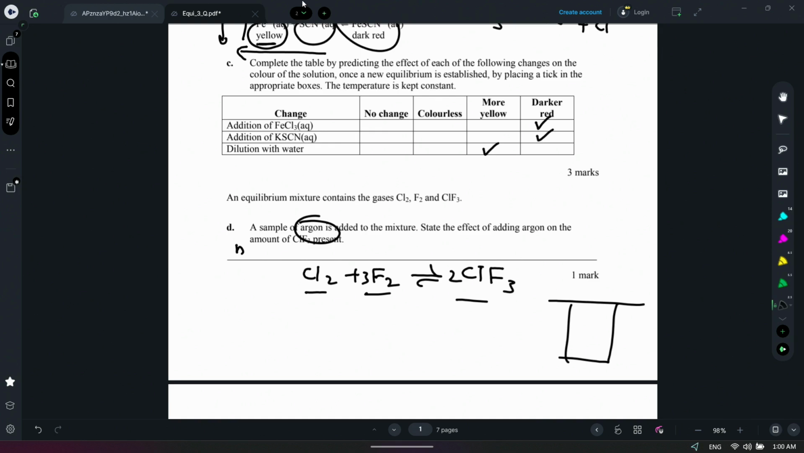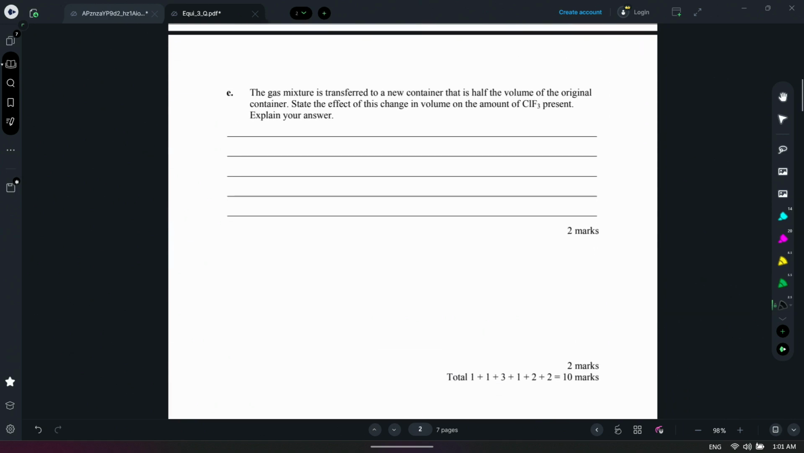So the answer is there is no effect to the equilibrium system because argon is an unreactive gas. So the concentration of any of these species are not going to be affected. So there is no effect, right? Equilibrium is not going to be shifted to left or to the right. Is that clear? All right. The next one. Okay. E.